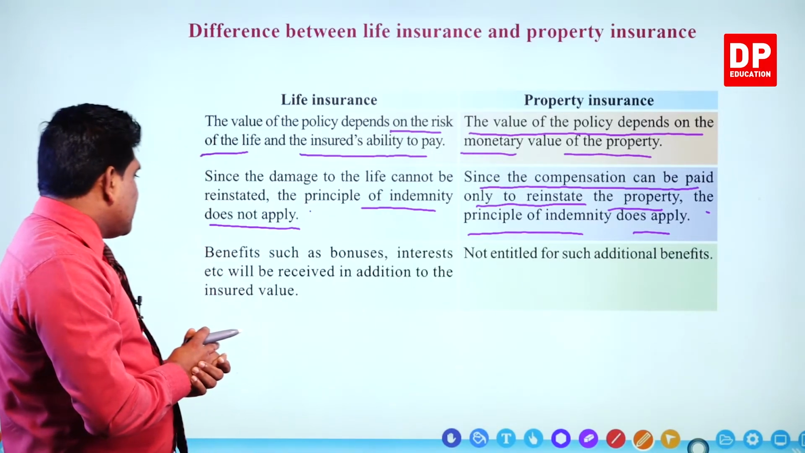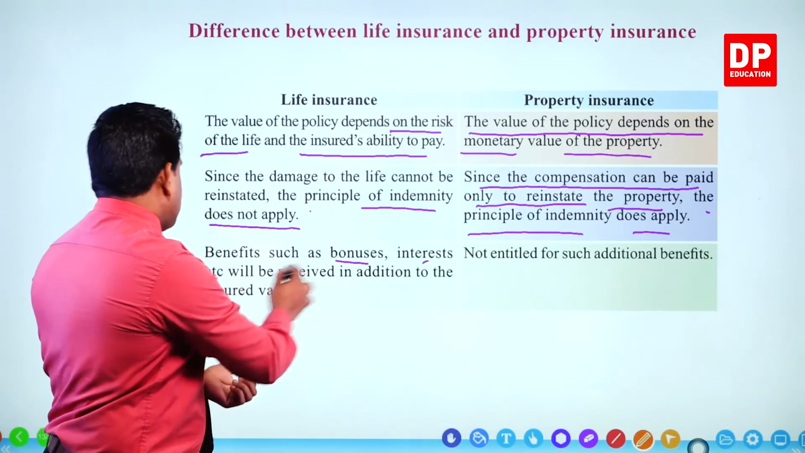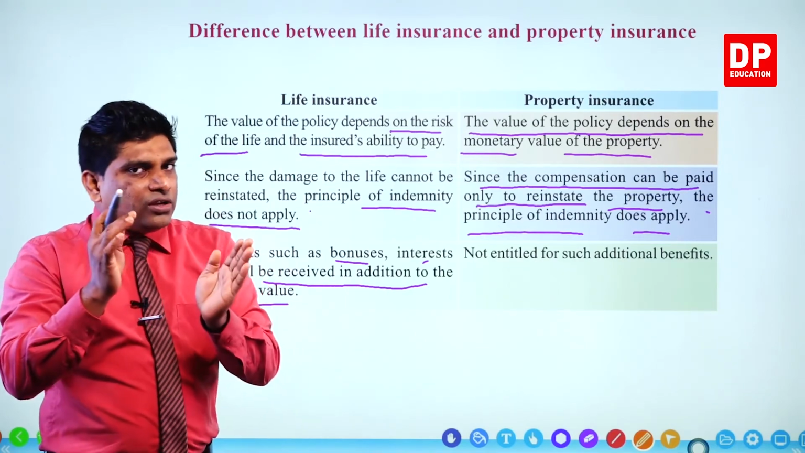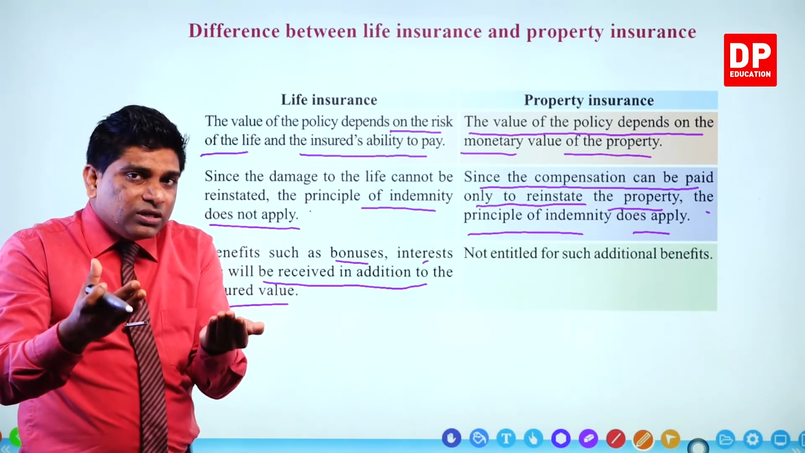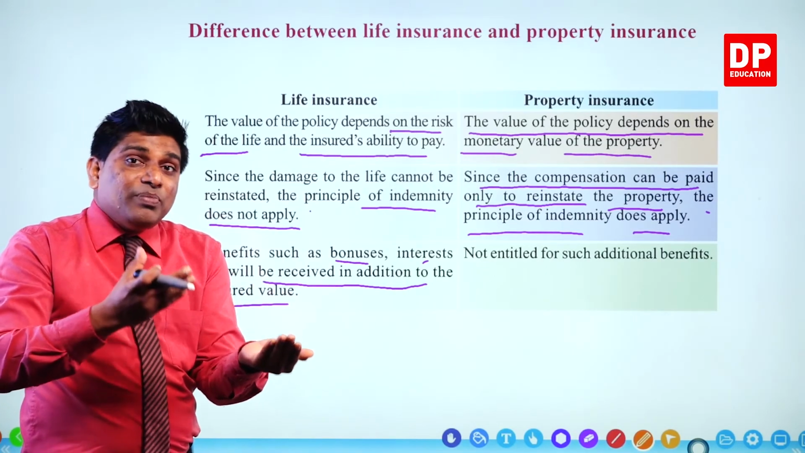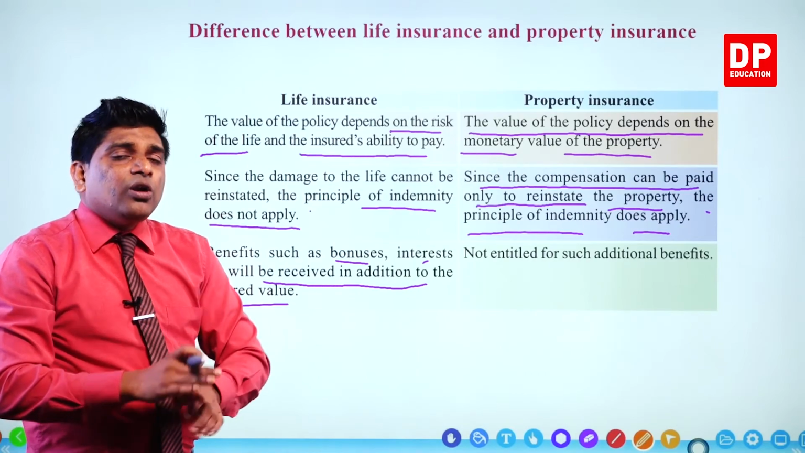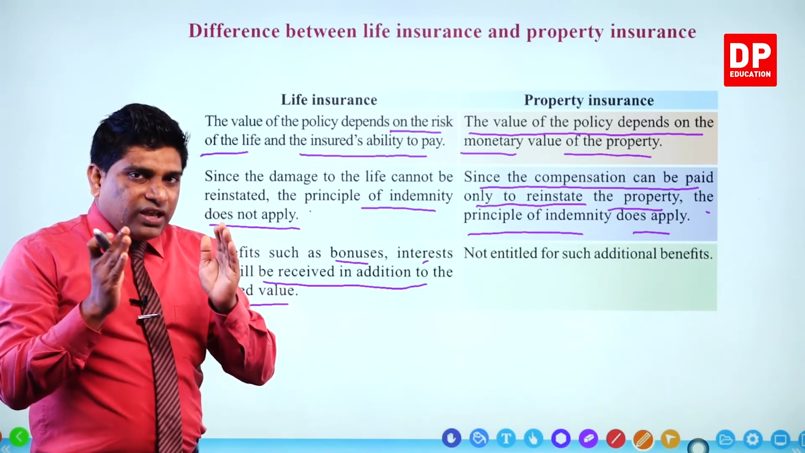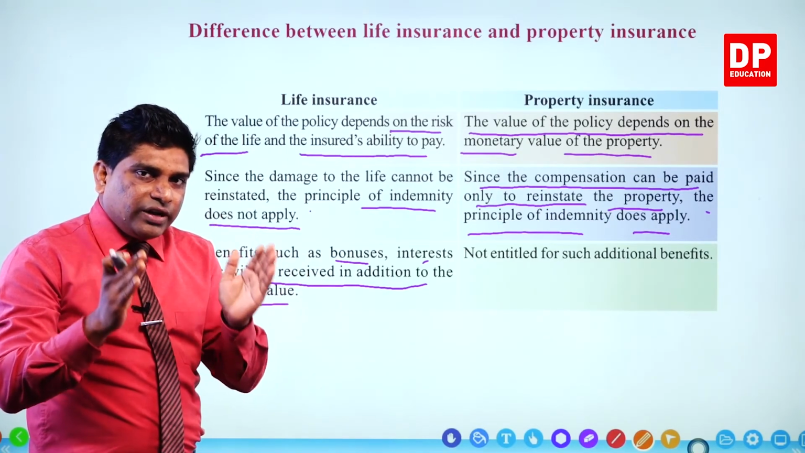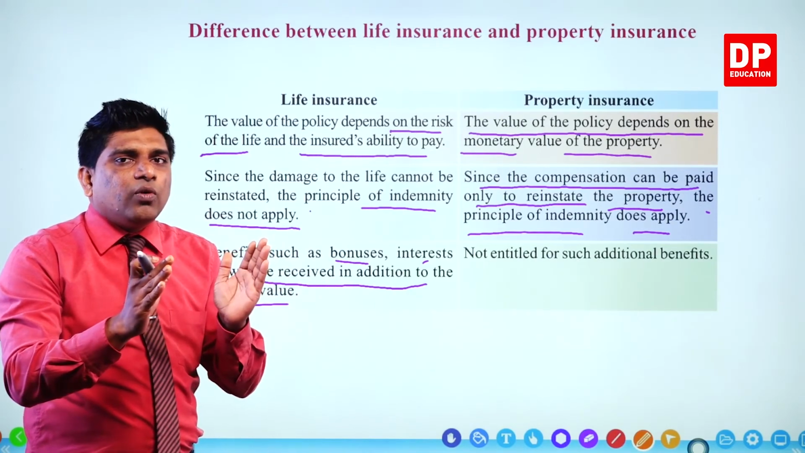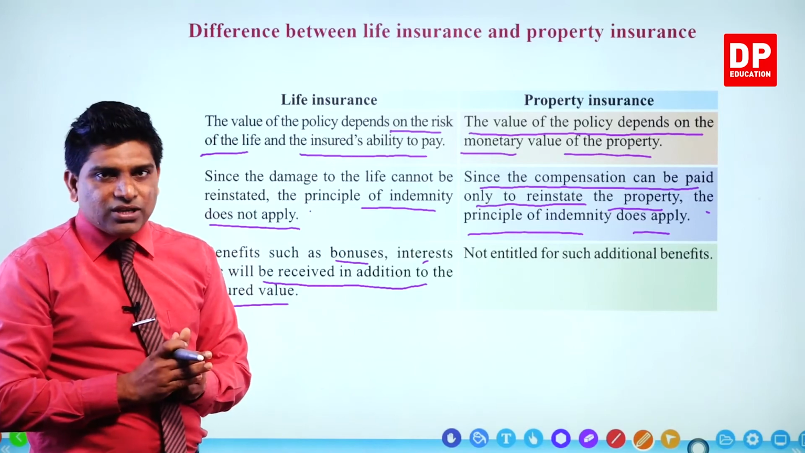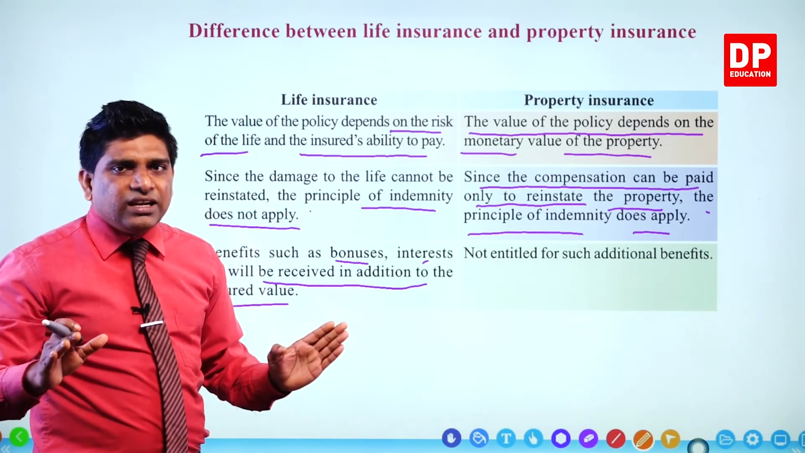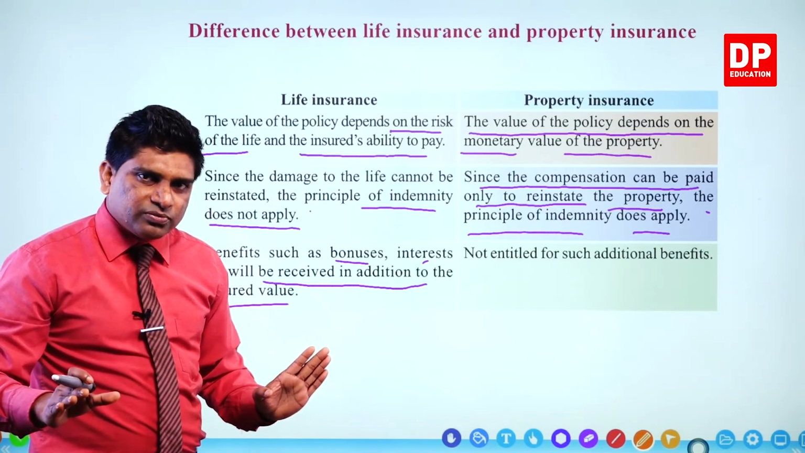Now the next one: benefits such as bonuses and interest etc. will be received in addition to the insured value. If you have a life insurance policy, not only the agreed amount, you can get other benefits also. But you remember, there are no additional benefits in property insurance. If you face a risk and damage is incurred to your property, they will give only the agreed amount to recover the damage, right? If you didn't face any risk or accident, they never pay any amount of money to you, right?